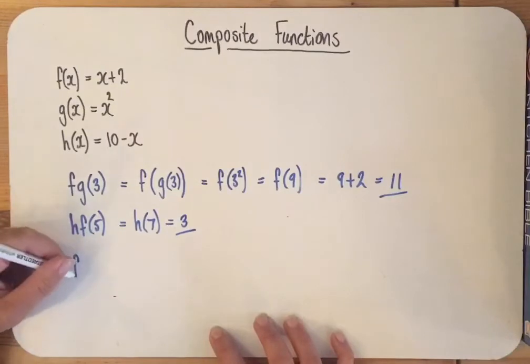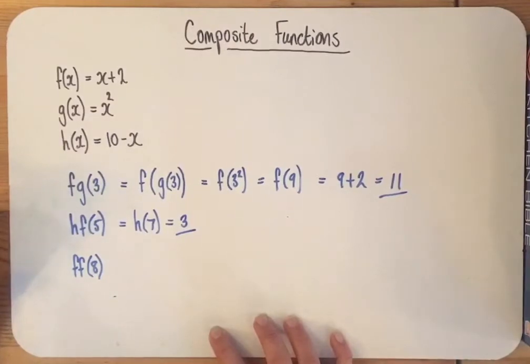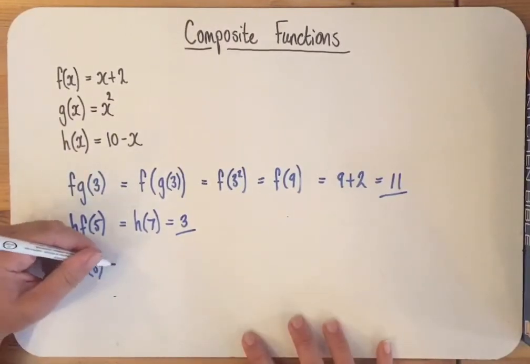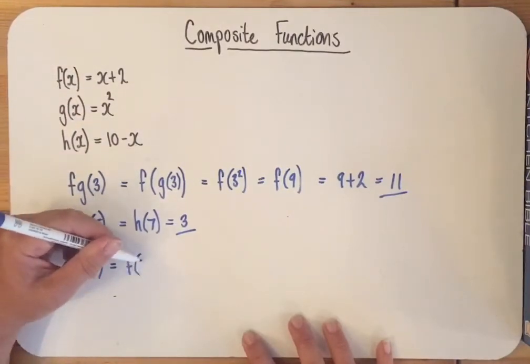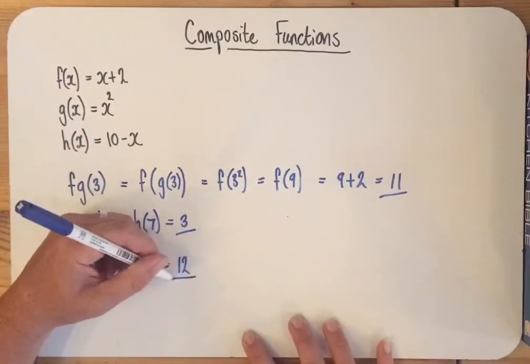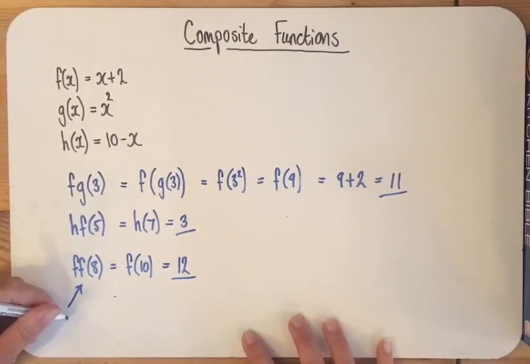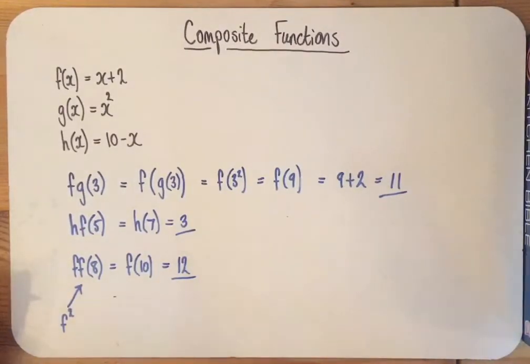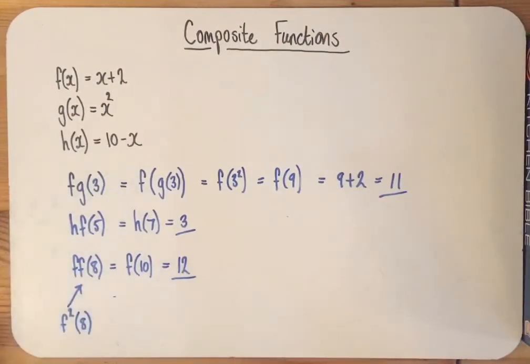You can apply the same function twice, so we could look at doing ff of 8. f of 8 is 8 plus 2, which is 10. And f of 10 is 10 plus 2, which is 12. Notation for ff of 8, you can use f squared of 8. We're not squaring f, but you can use this notation for ff of 8. Or you may prefer that, but if you see that written down, that's what that means.